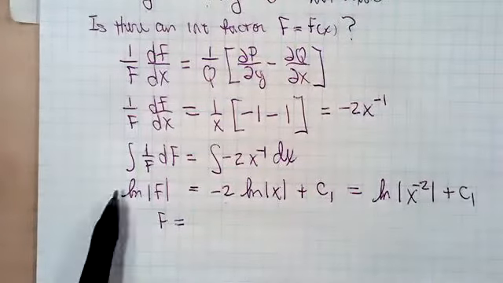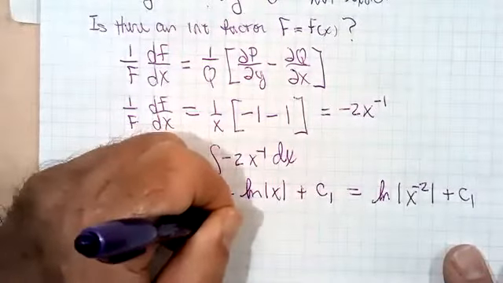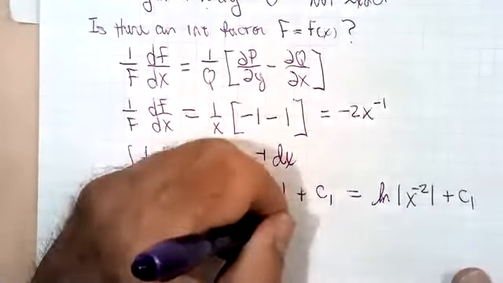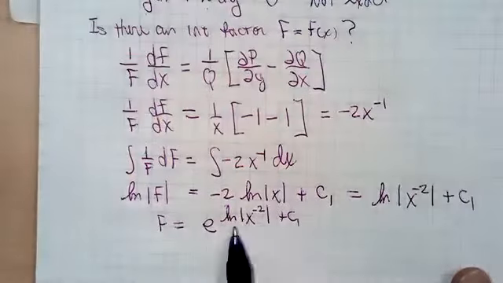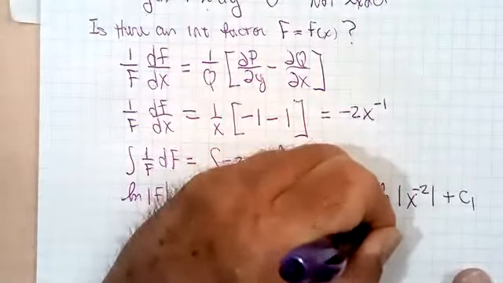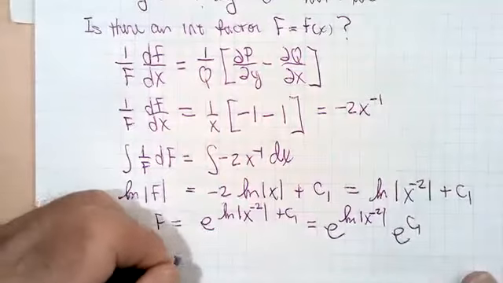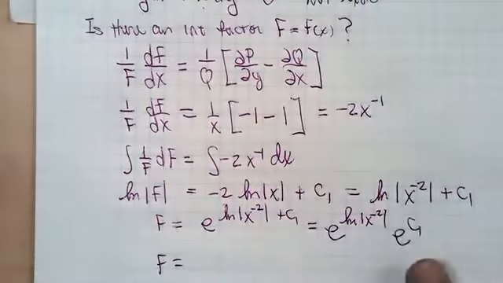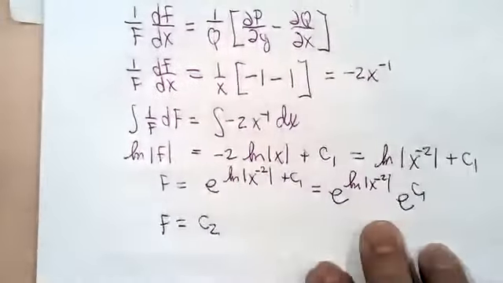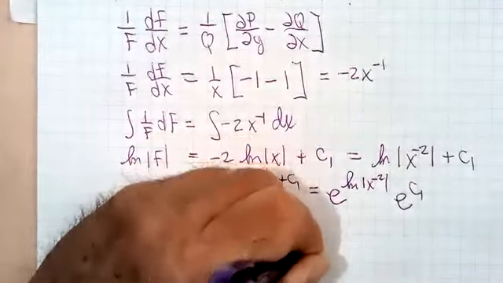So now you take the exponential of both sides and you get e to the log of x to the -2, that's just x to the -2, times e to the c1, because when you add exponents, that's the same as multiplying with like bases. Simplifying that whole mess, e to a constant is a constant, and e to the log of x to the -2 is x to the -2. So any constant over x squared is an integrating factor.